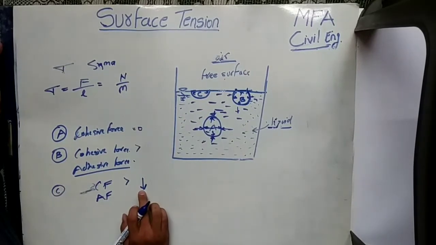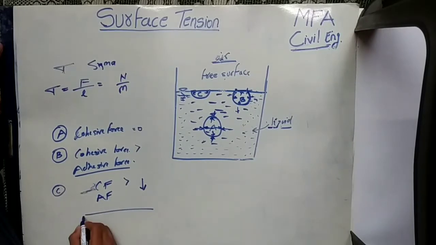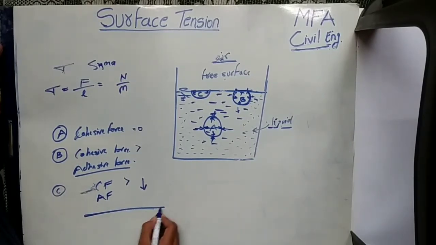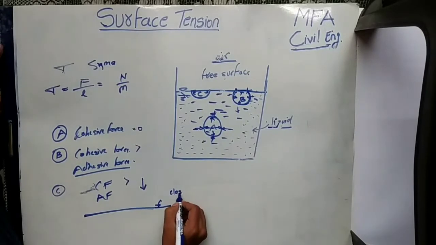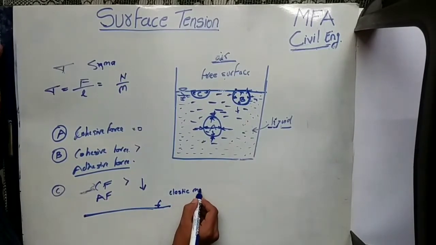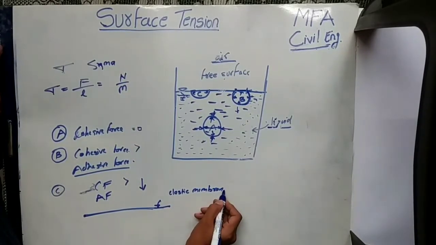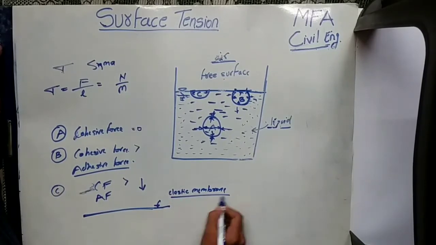That's why the molecules form a thin layer on the surface under tension. This surface is called an elastic membrane under tension.